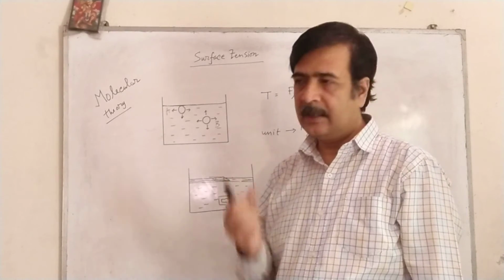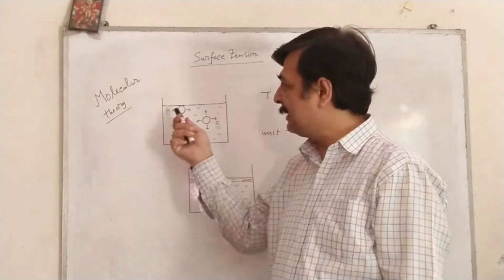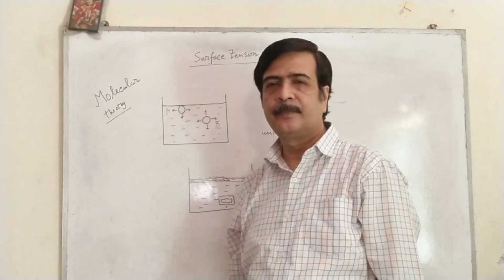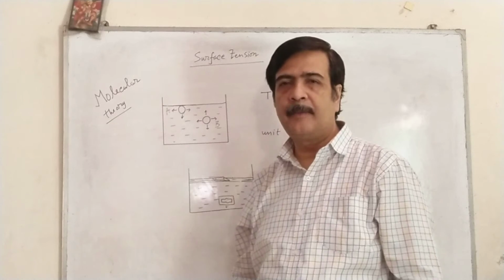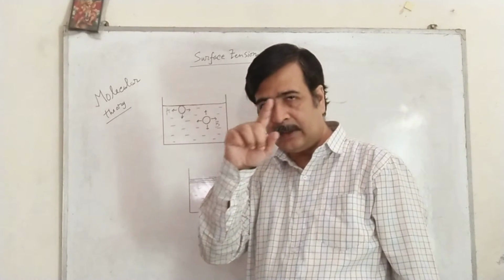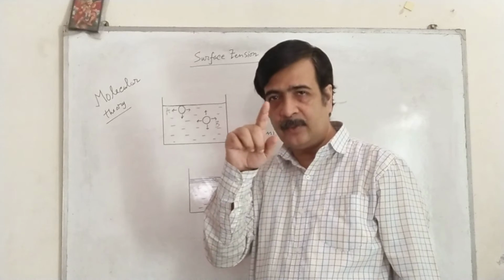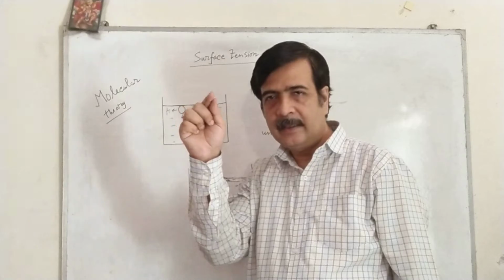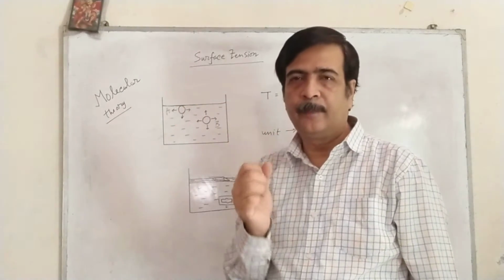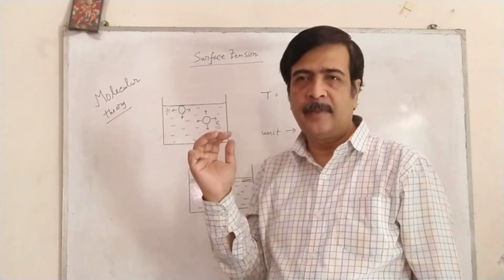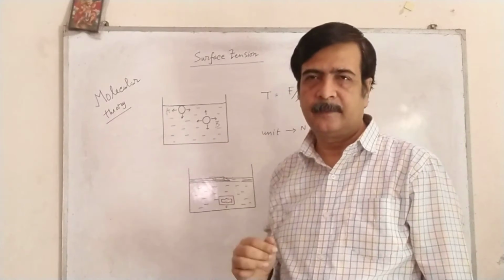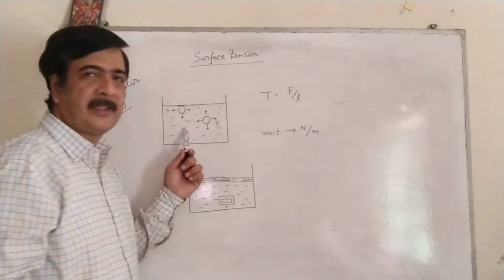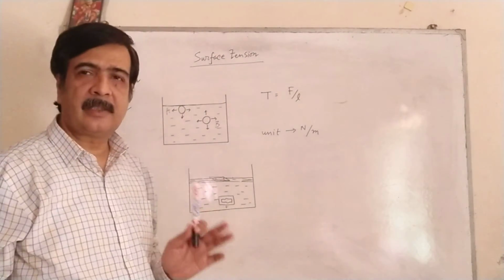So what is happening? Some downward pull is acting on the liquid molecules which are just touching the upper surface. As a result, the upper surface of the liquid will be bent a little due to the downward pull, and this membrane will act as a stretched membrane. That is the cause of the surface tension.